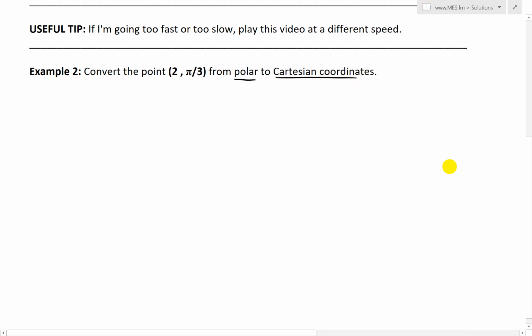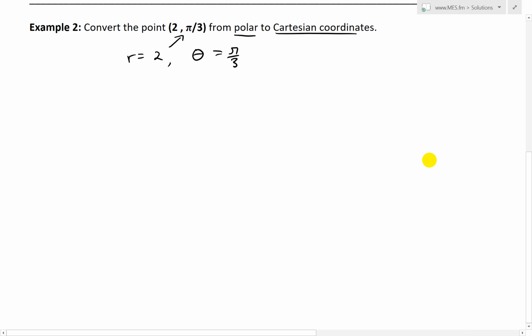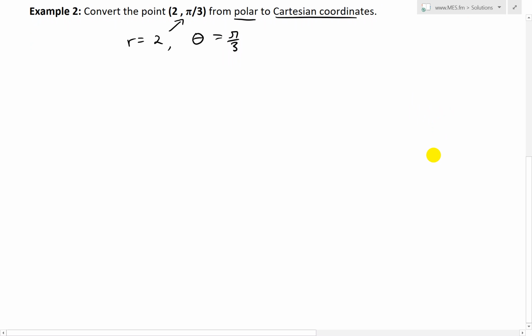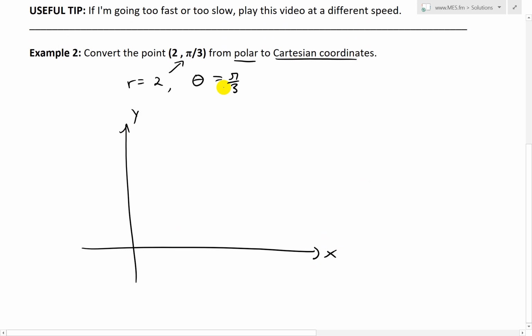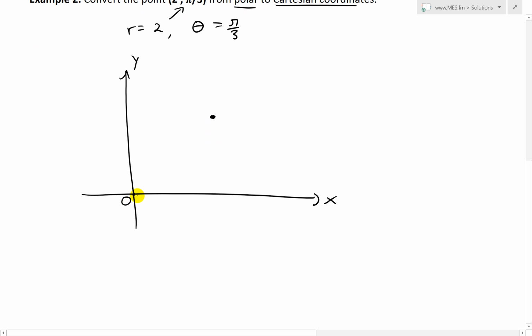Basically, in polar, r is equal to 2 and theta is equal to pi over 3. So we want the basic xy axis coordinates, or the Cartesian coordinate system. To do that, let's just draw our xy axes. What r equals 2 and theta equals pi over 3 means is, if you have a point here, the distance to the origin O is r equals 2, and the angle with the x-axis is theta equal to pi over 3.